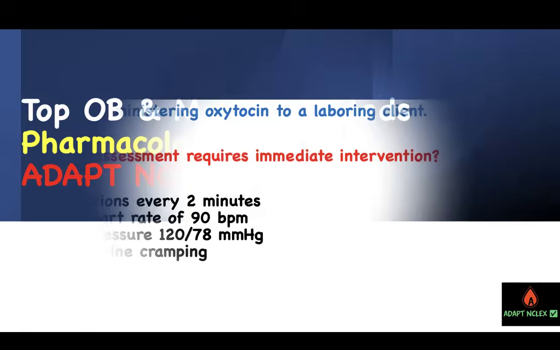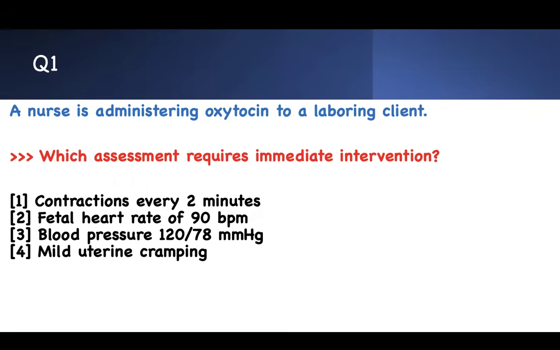Let's get to it. First question: which assessment requires immediate intervention? A nurse is administering oxytocin to a laboring client. Which assessment requires immediate intervention? I know this is a prioritization question. Therefore, I'm looking for things that will change the situation of the patient, both the mother and the baby. That's what I care about.